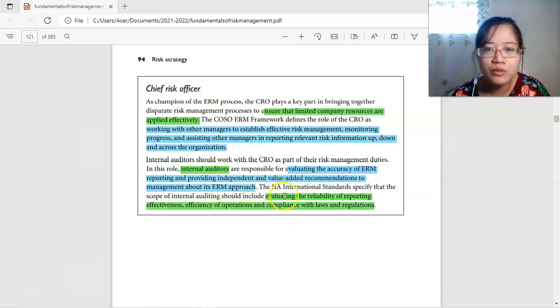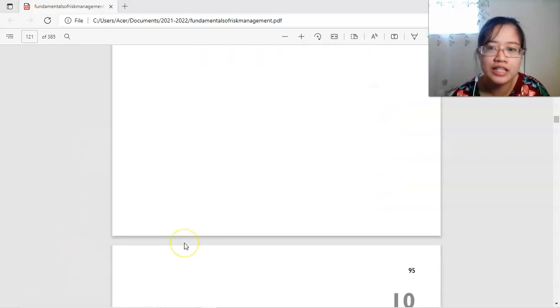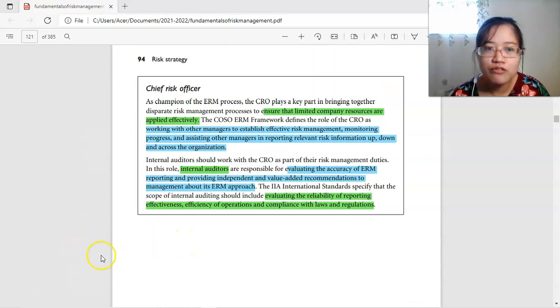Okay. Evaluating the reliability of reporting effectiveness, efficiency of operations, and compliance with laws and regulations. Okay. So, normally kasi yun naman talaga yung may mga presence of risk sa company. Alright, so that's it for this one. Again, risk management responsibilities. Okay, so yung mga tao na directly involved, that directly responsible for the management of the specific risk identified in the organization.